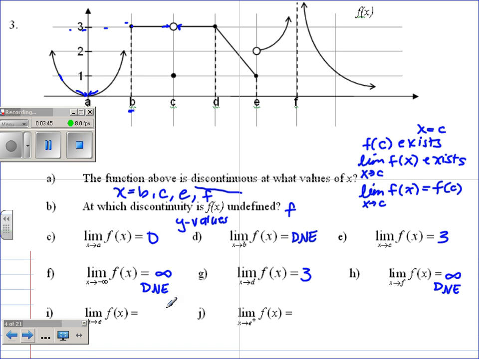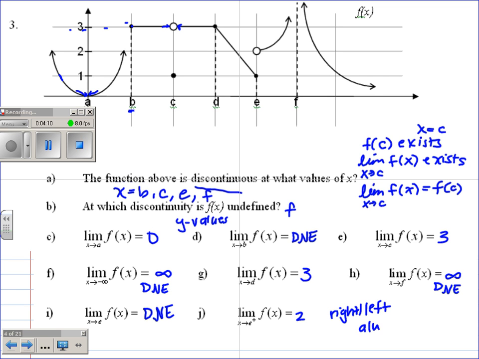Either thing is right. The limit as x goes to e. From the left, I'm going to 1. From the right, I'm going to 2, so the limit does not exist. As I go to e from the right, the right side of e would be this side. You follow this piece, and it's at 2. Remember, the one-sided limits from the right and from the left always have an answer. You can always describe what's happening from one side.